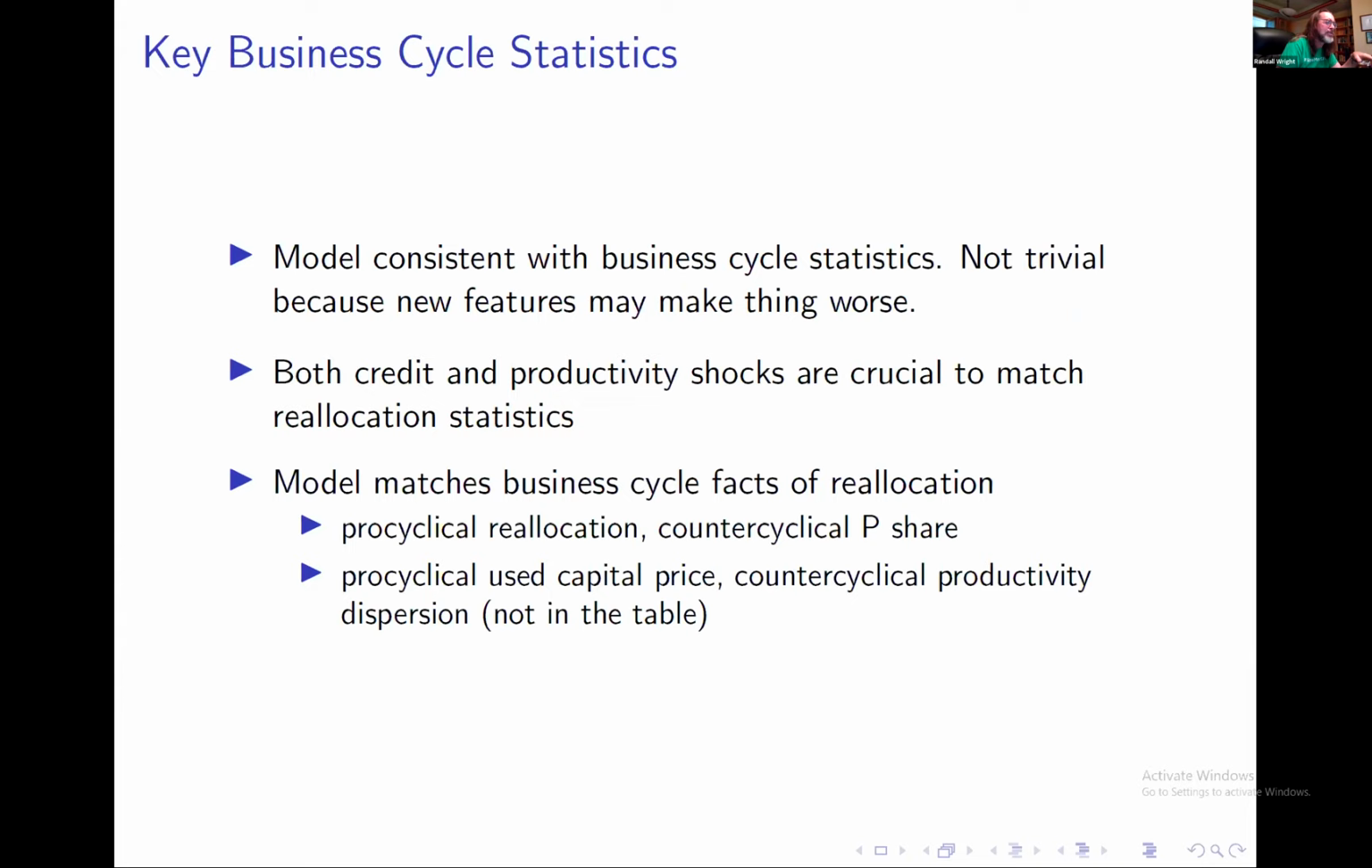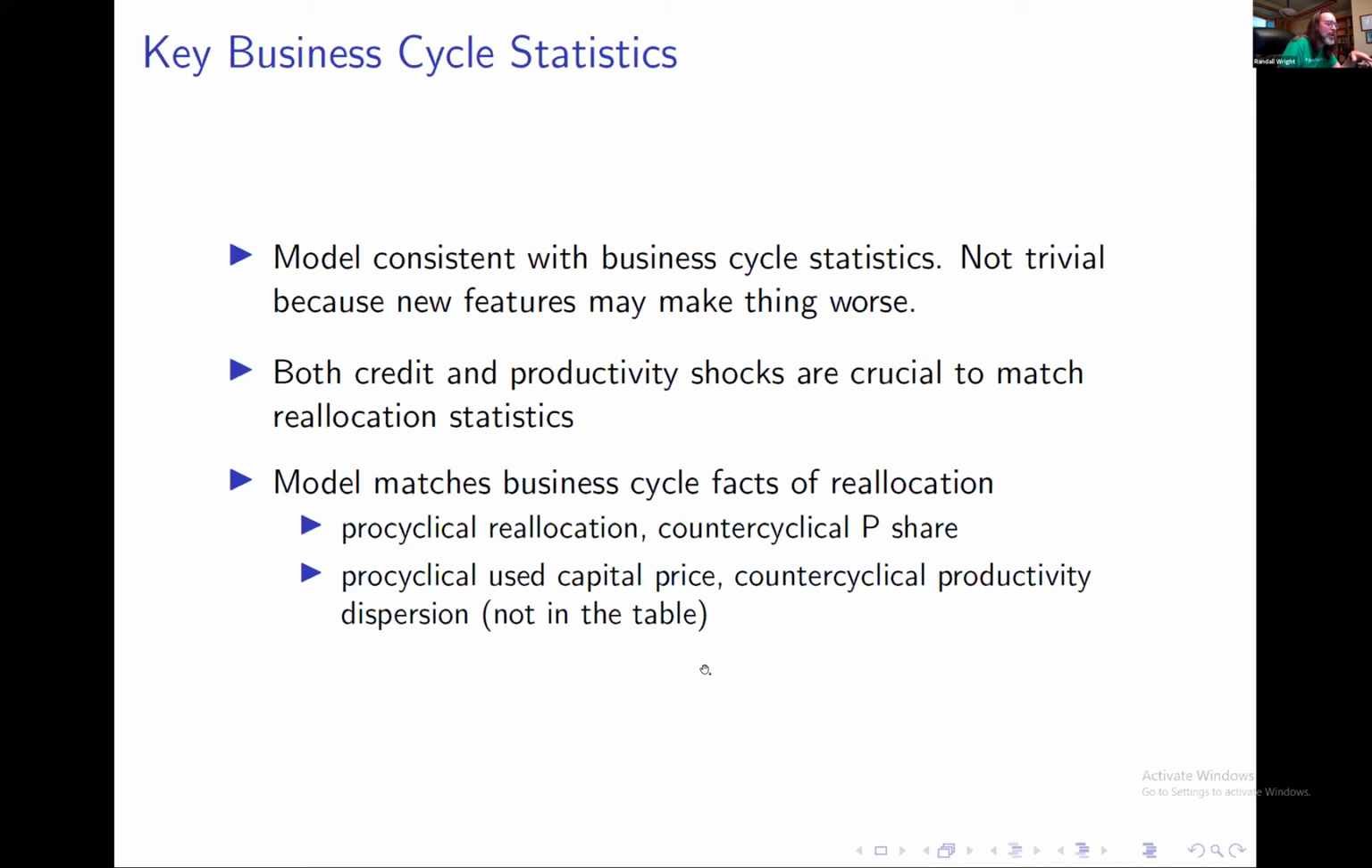This is kind of summarizing what I said. We need both shocks to match the reallocation statistics. We could try just credit shocks and no productivity shocks, but then you're going to miss on all the standard RBC observations. There's this list of stylized facts in the reallocation literature, pro-cyclical reallocation, counter-cyclical partial sales share, et cetera, and the model is able to match all of those.